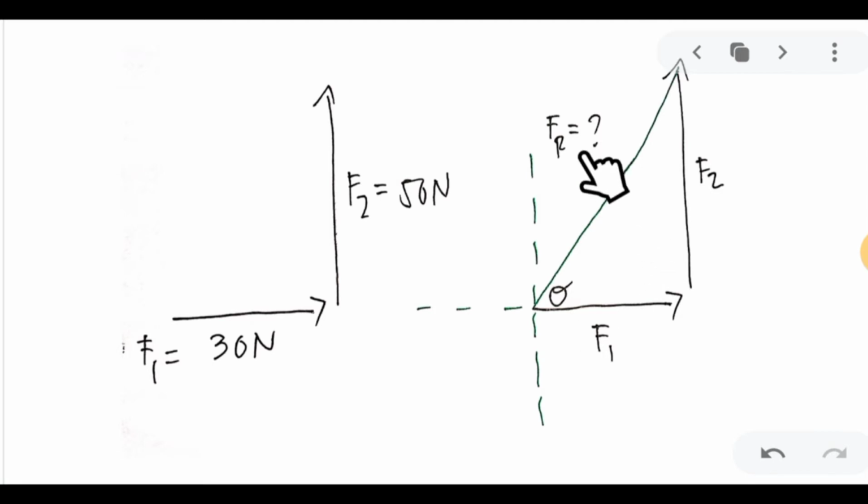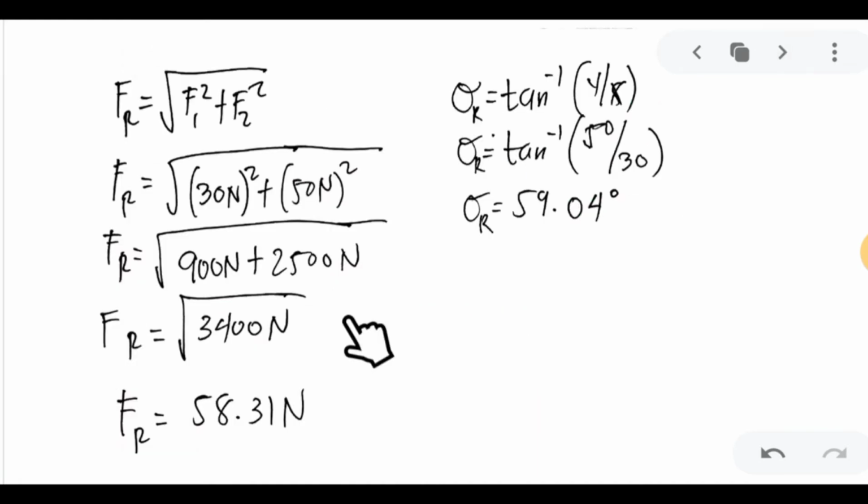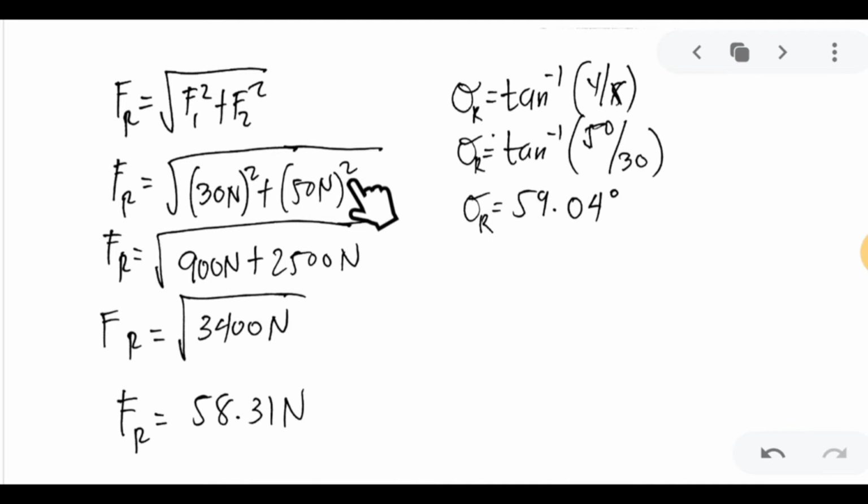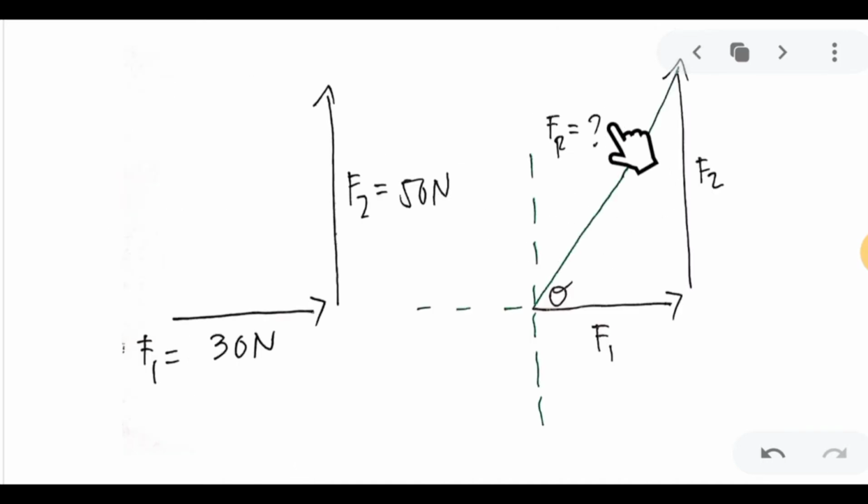When we say resultant force, it is the combined force of these two magnitudes. So how do we find that? We will be using the Pythagorean theorem, in which Fr, the resultant force or resultant vector, is equal to the square root of F1 squared plus F2 squared. The value of F1 is 30 newtons and the value of F2 is 50 newtons. So that is 30 newtons squared plus 50 newtons squared, and then square root. 30 newtons squared is 900 newtons. 50 newtons squared is 2,500 newtons. Then add that, and it is 3,400 newtons. Find the square root: 58.31 newtons. Therefore, that is the resultant force here.